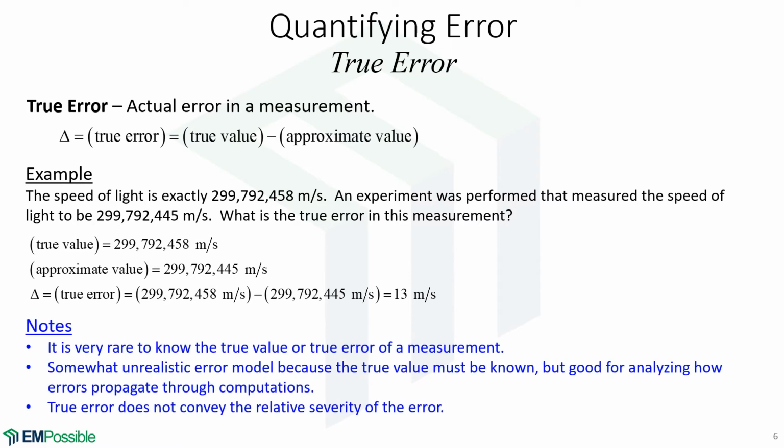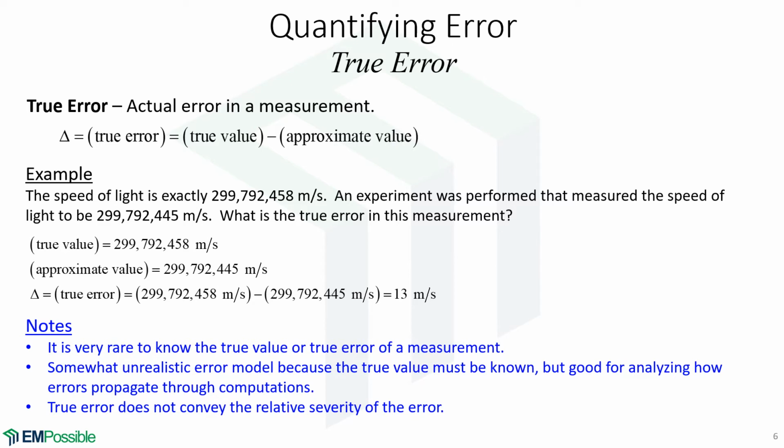Let's end this with some notes. It is very rare to actually know the true value of something because we only ever really have the approximate value. So it's rare we do this, but despite being a somewhat unrealistic model, this is actually useful when we're analyzing how errors propagate through our calculations. The other thing I'll point out is that true error is really, in my opinion, not a great measurement of error because it does not convey the severity of that error.